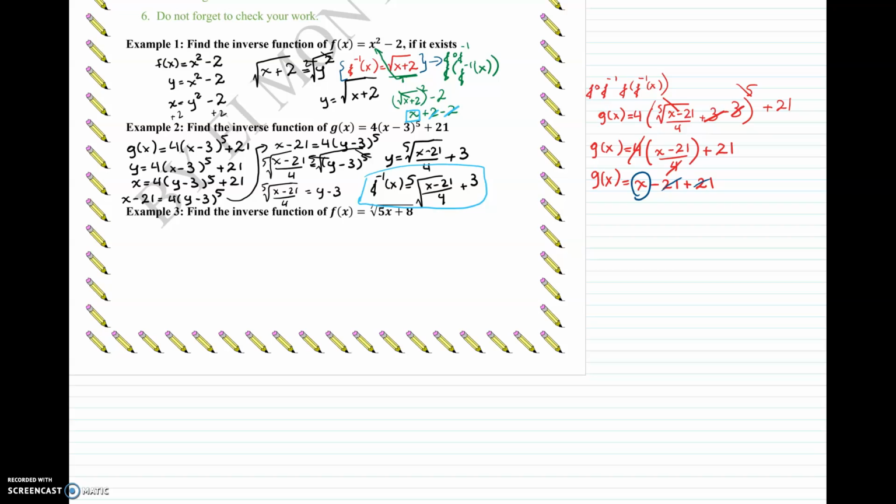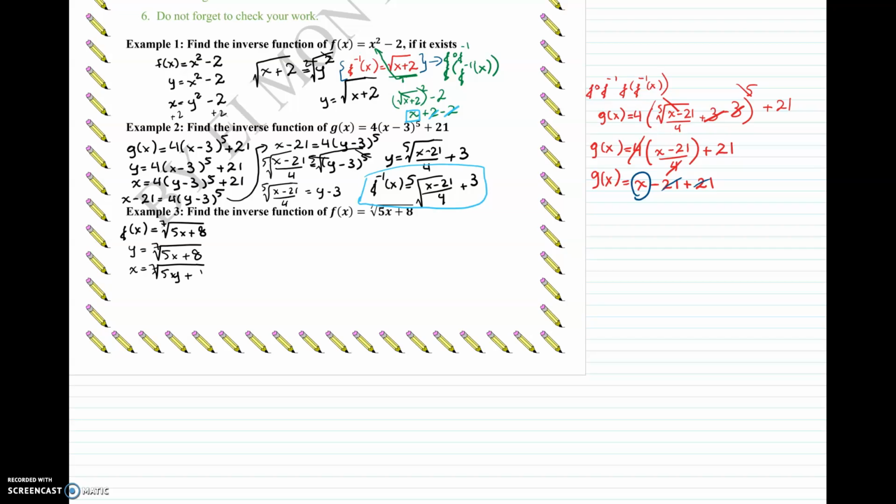Now let's do the last example. Find the inverse function of f of x is equal to the 7th root of 5x plus 8. So let's write down the equation. f of x is equal to the 7th root of 5x plus 8. And you rewrite using y equals the 7th root of 5x plus 8. And you interchange x and y and solve for y in terms of x.